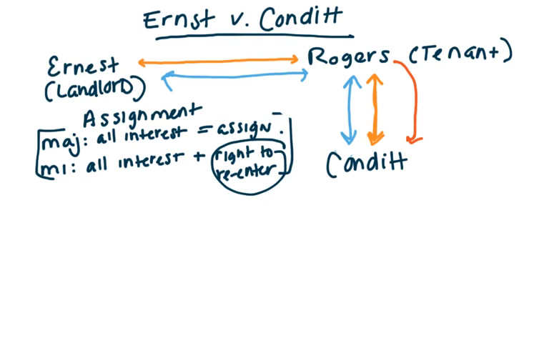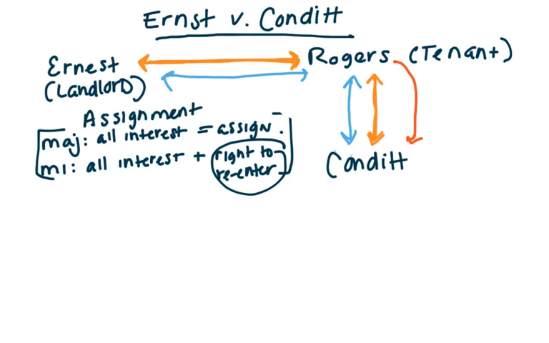Honestly, it's a pretty weak argument, right? Because Rogers, regardless of whether this is an assignment or a sublease, is going to be on the hook for the contract, right? Because both of those diagrams contain this privity of contract here between the landlord and Rogers. That remains regardless if it's a sublease or an assignment. The only time you can get rid of this is if you do a novation, which is a contractual term. We're not going to go over novations. But for an assignment or a sublease, that privity of contract is going to remain.